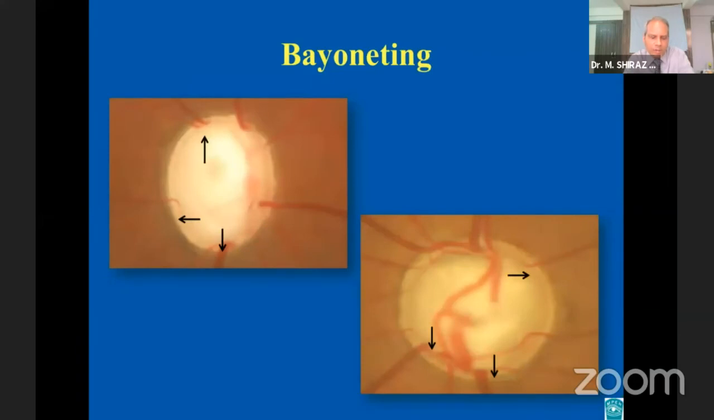Now, with advancement of cupping, the vessels emerge from the floor of the cup, then ascend up the steep wall of the cup under the overhanging wall of the cup, at which time they are not visible to the observer, and then emerge again at the disc margin, making a sharp bend, and that resembles the bayonet of a rifle.